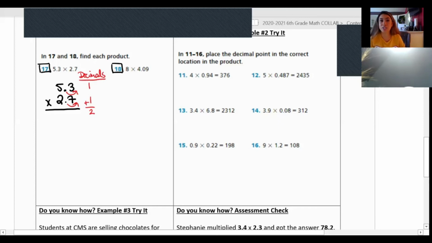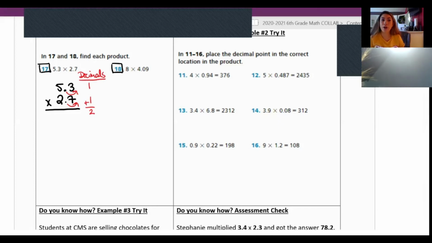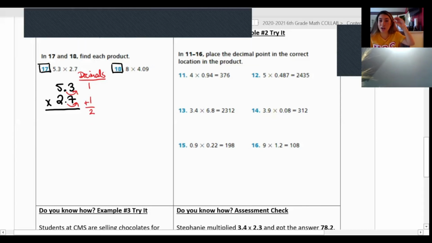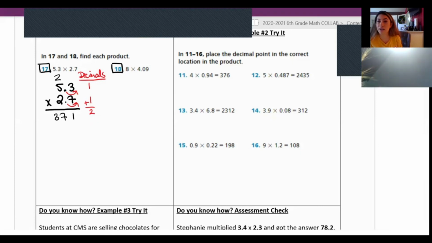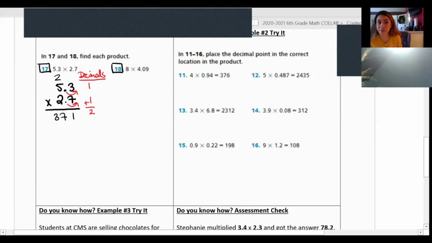All right, so now we could just multiply normal. We're going to multiply all of our values on the top by all of our digits on the bottom. Okay, so let's start with 7. We start with our value all the way to the right. 3 times 7 is 21. We put that 1, we carry that 2. 5 times 7 is 35. Add that 2, we have 37.